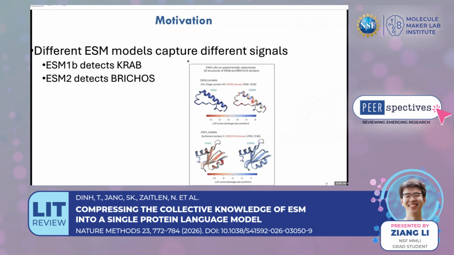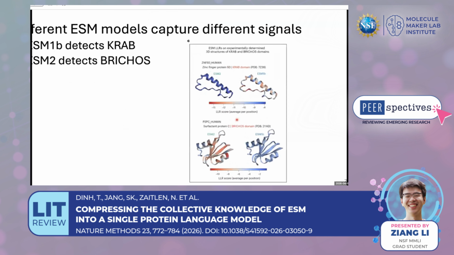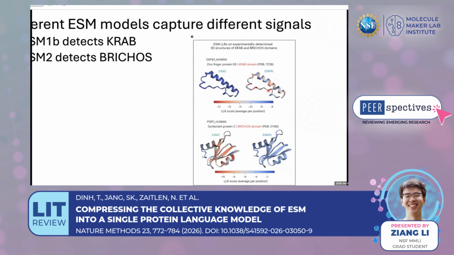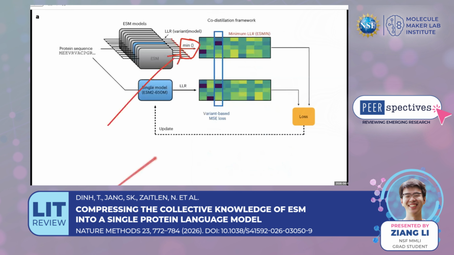Yes, and this is a visualization of the domains that I talked about. In ESM2, it literally does not give any reasonable or insightful scores to this protein, and ESM1B successfully gives some different scores to it. This suggests that the knowledge is already there, but it is distributed across different models. So instead of building a new model, the question is: can we extract and combine this knowledge?